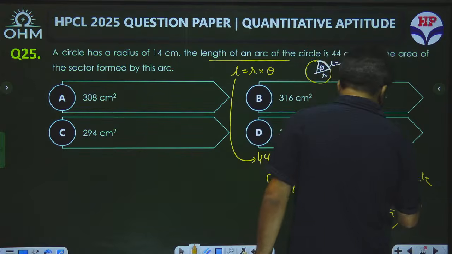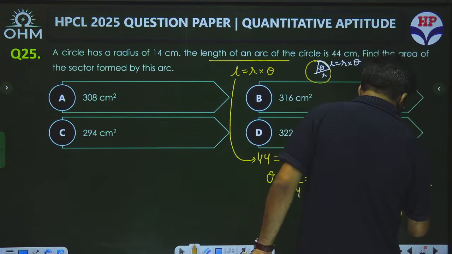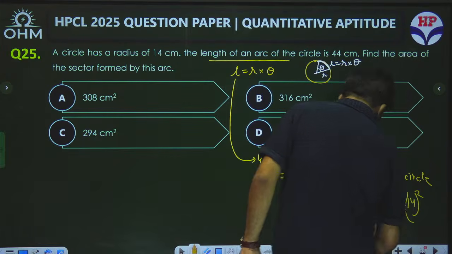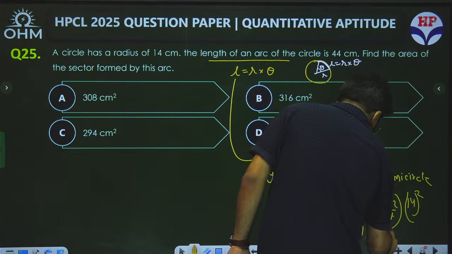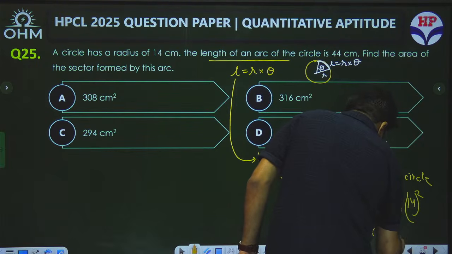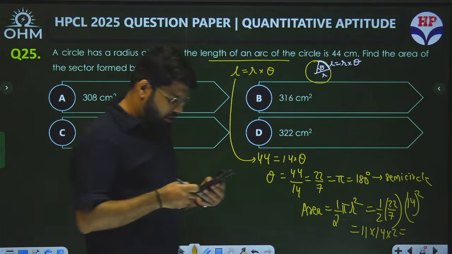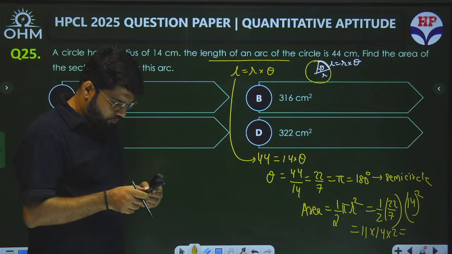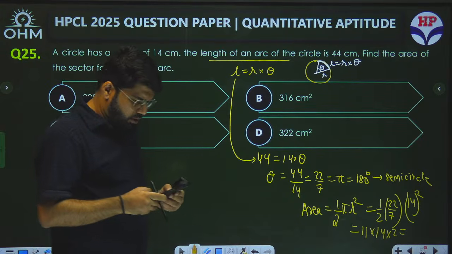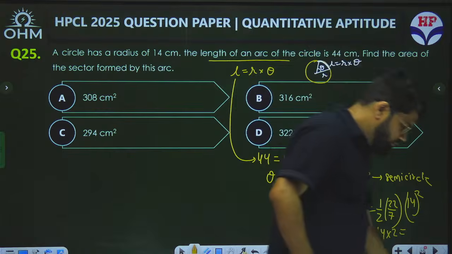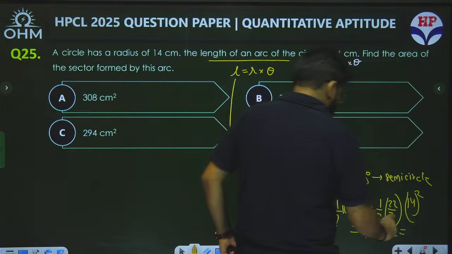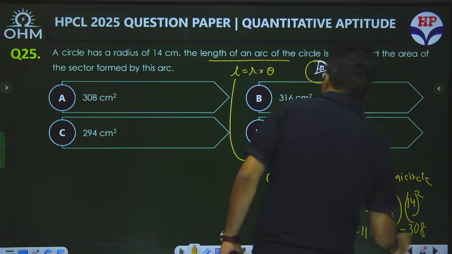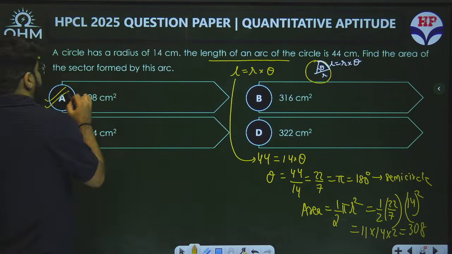Pi is 22 by 7, I'll take, and the radius was 14. So 14 square. The 7 will cancel. This 22 by 2 is 11, and 14 into 2 will be left. Let's complete the calculation quickly. It is 308. It is going to be 308, which is option number A, 308.